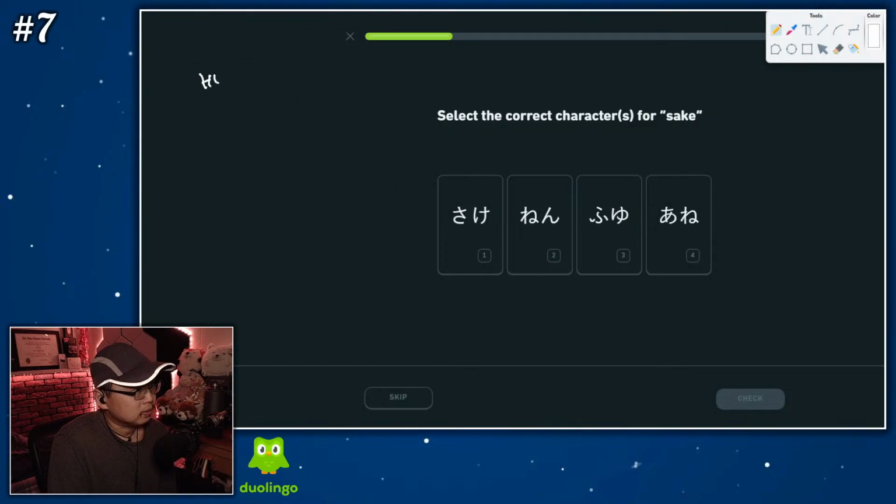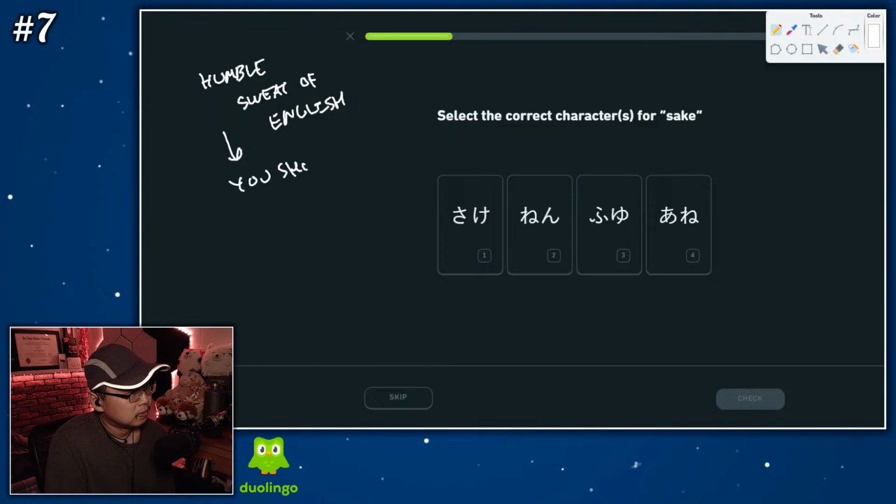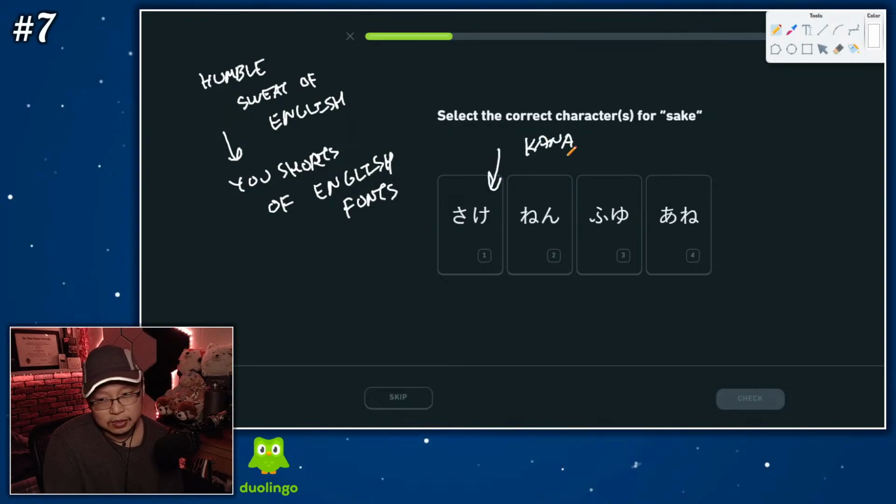If you want to get humbled by the sweat of English, watch YouTube shorts of English fonts. Just watch those people. It'll only take like 60 seconds to be humbled by English fonts. Do you have kana fonts? Well, there's a chance. There might be some variances of these fonts. But think about the English fonts.